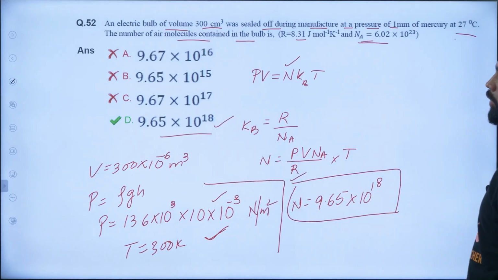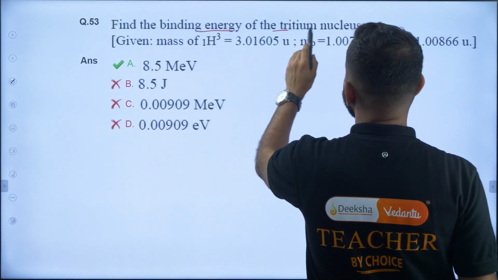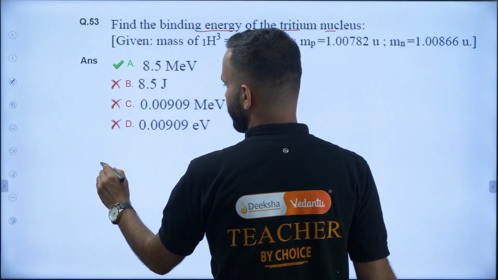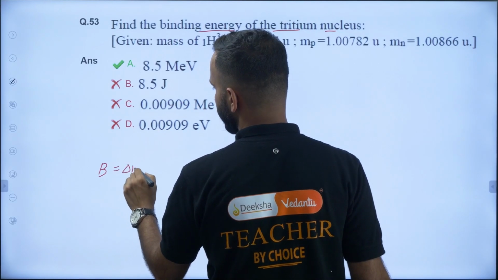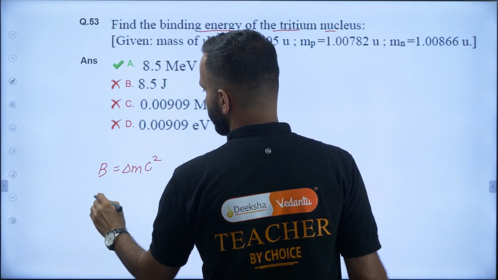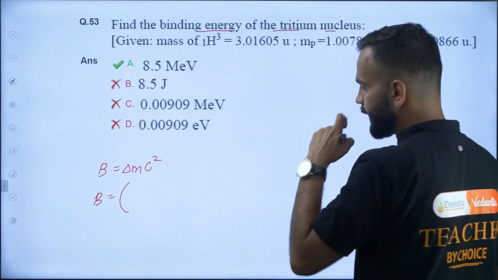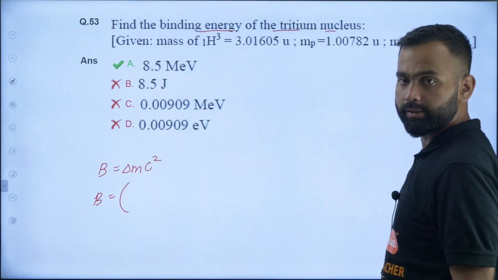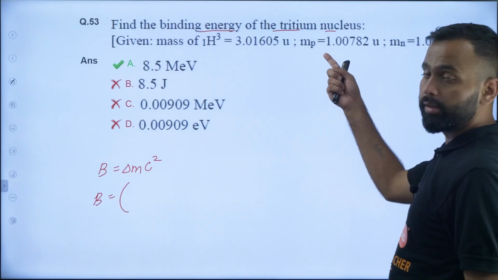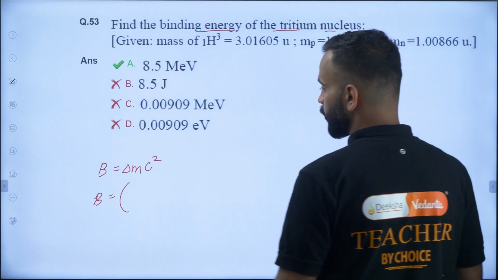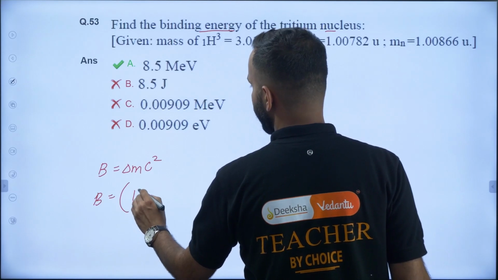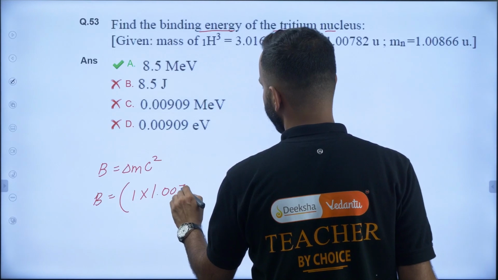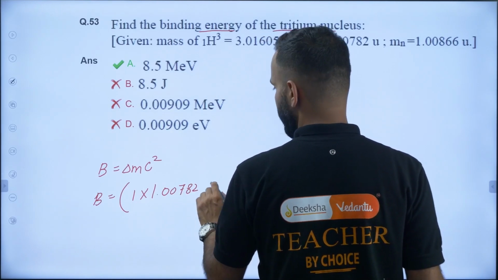Understood? Question number 53. Find the binding energy of the tritium nucleus. Simple one, right? So what is binding energy? Binding energy is equal to mass defect delta M into C square. So now binding energy is equal to mass defect, right? So mass defect will be here number of protons, atomic number, into mass of the proton. Total mass of the proton is 1 into MP, 1.00782 atomic mass unit.